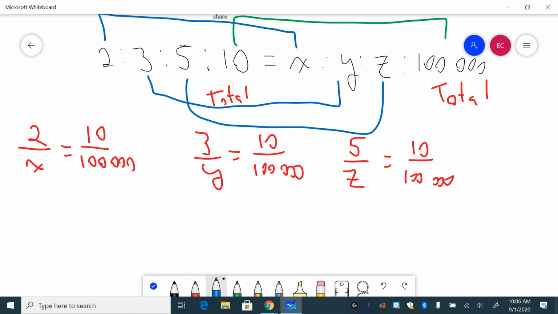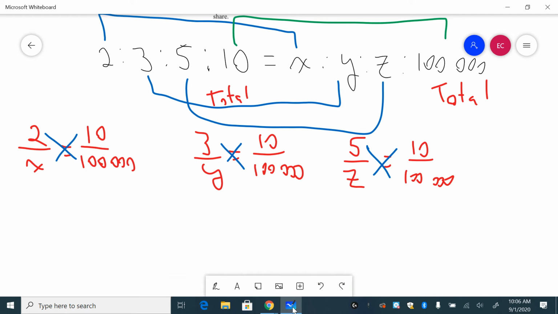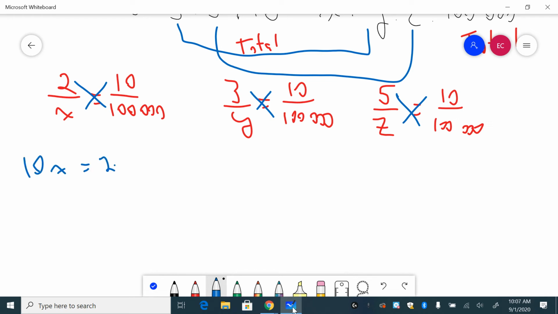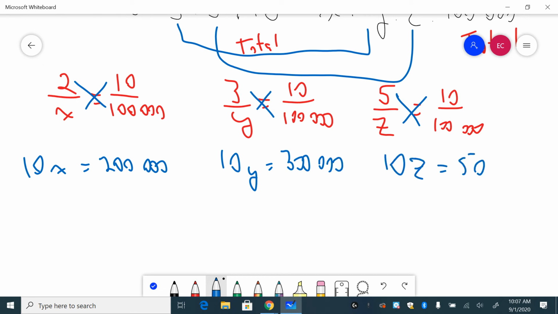And then you're going to do what we always do, which is cross multiply. Like I said, I find it easier to just work across like this, and I would encourage you to do it this way as well, because it's the same step. So you've got 10x equals 200,000. You've got 10y now equals 300,000. And you've got 10z equals 500,000.